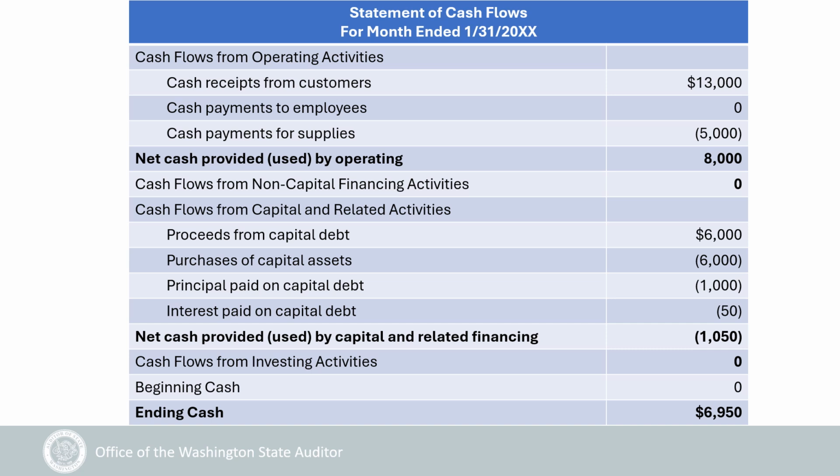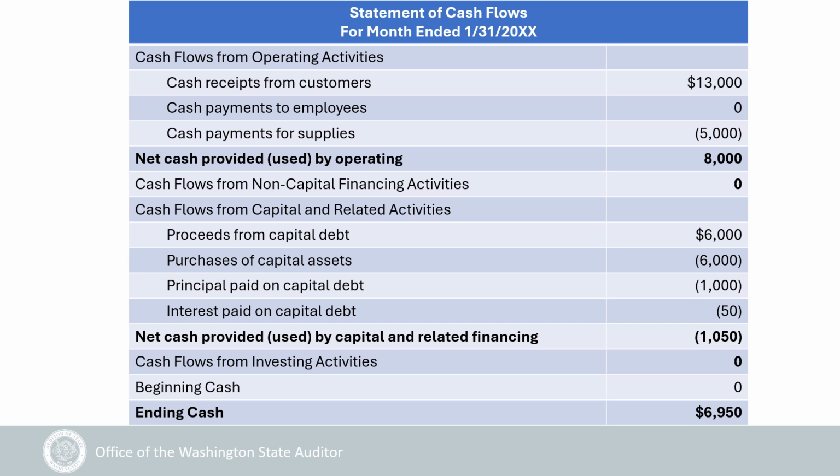Next is the cash flows from non-capital financing activities. This section would be used for grants or subsidies that were received that weren't restricted to be used for capital assets. We had none in this example.